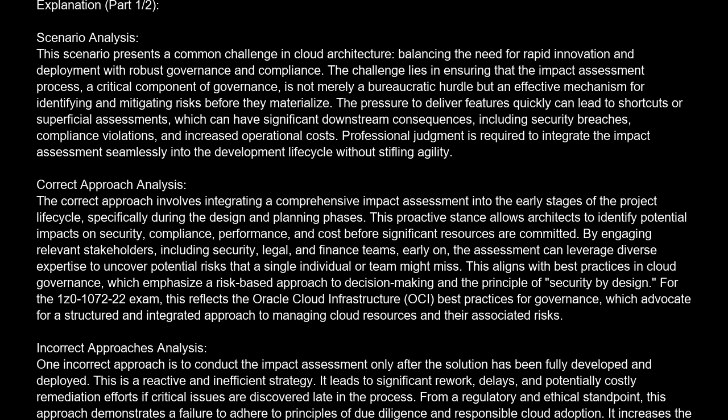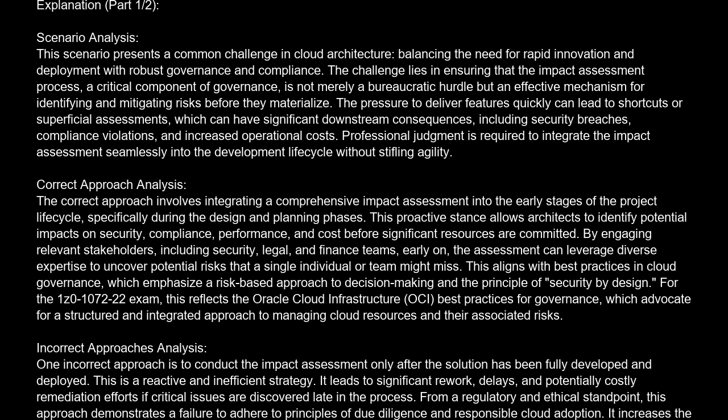Professional judgment is required to integrate the impact assessment seamlessly into the development lifecycle without stifling agility. Correct approach analysis. The correct approach involves integrating a comprehensive impact assessment into the early stages of the project lifecycle, specifically during the design and planning phases. This proactive stance allows architects to identify potential impacts on security, compliance, performance, and cost before significant resources are committed.